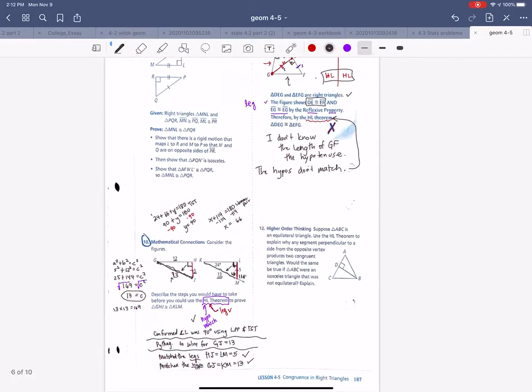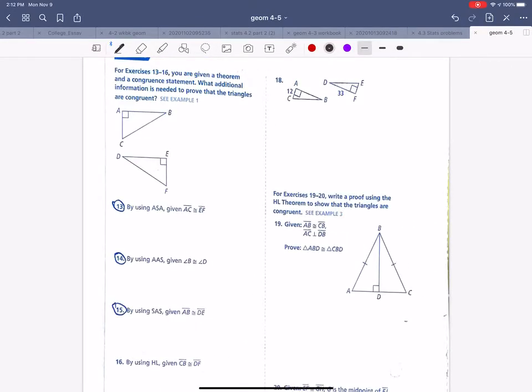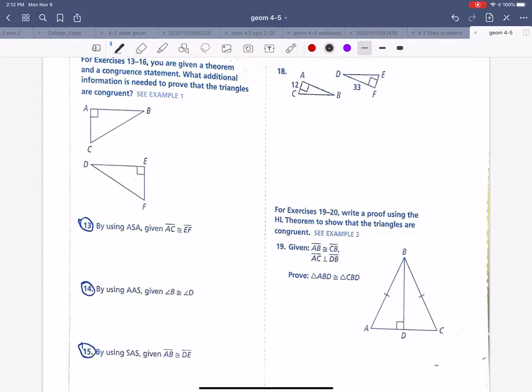Nice. Let's keep going. We'll do each one and erase in between probably. So it says, given, using ASA, if you were given AC is equal to EF, so AC, this one, is equal to EF. What would I need? They're admitting that there's not enough information, but what extra piece of information would spell angle, side, angle? So that would be this angle, this side, this angle. Angle, side, angle. So I need angle C to match angle F.